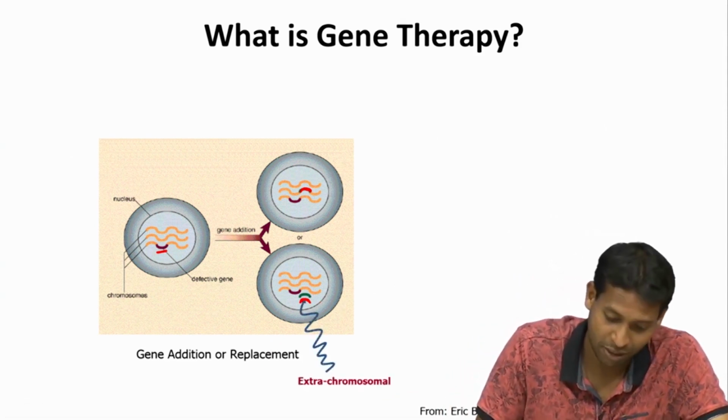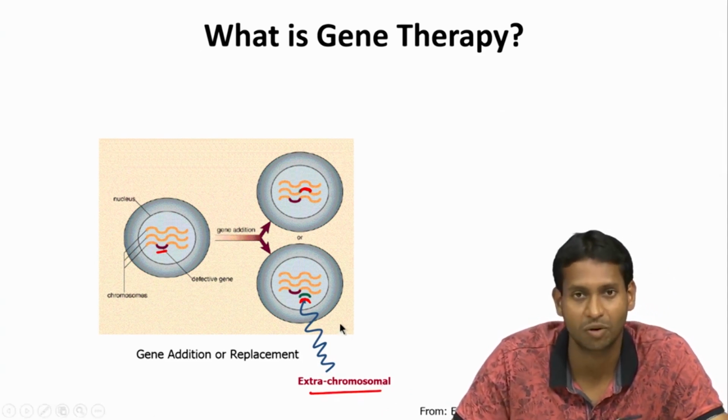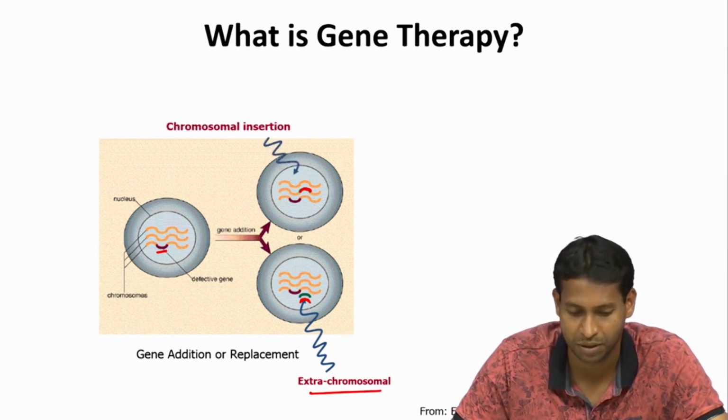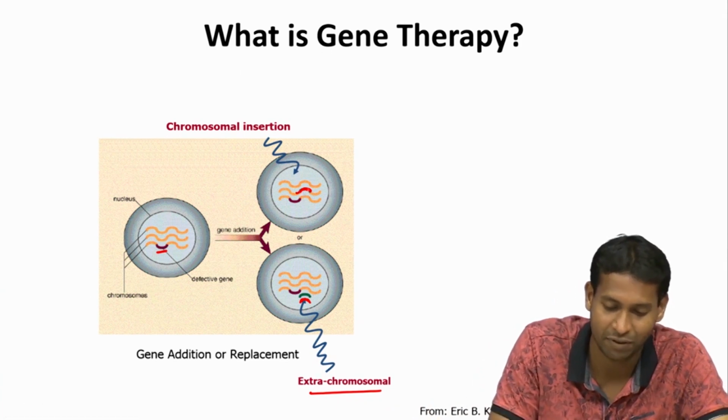So this is extrachromosomal, which means that it is outside the chromosome, but it will still lead to protein production. This is chromosomal insertion, of course, because now it has integrated with the rest of your genome.